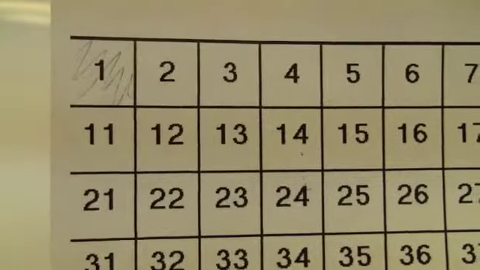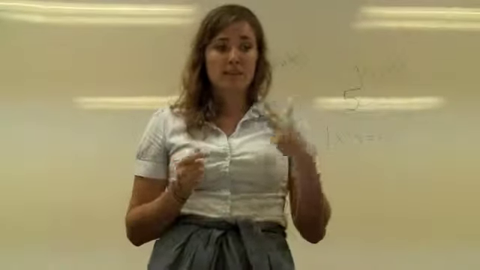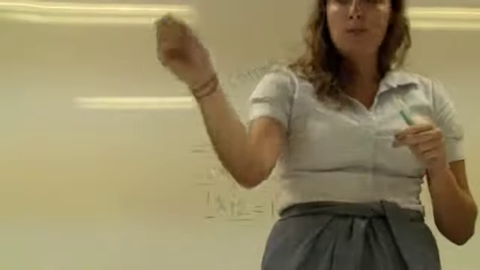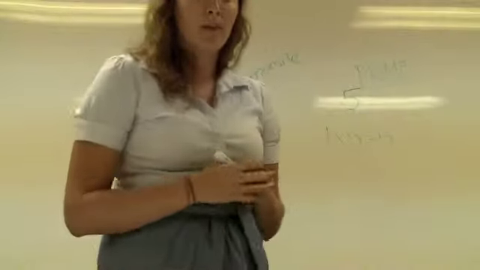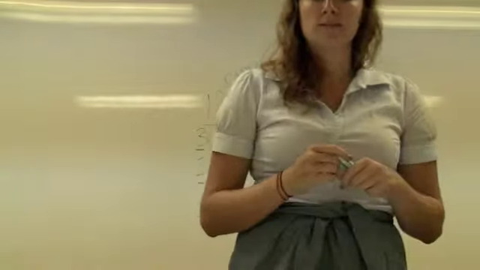Now we're going to move on to number 2. Is number 2 prime or composite? Let's think about the factors of 2. The only factors of 2 are 1 and itself, so that means that it's a prime number. Go ahead and circle that prime number right there. Give it a big circle because we know it's prime.